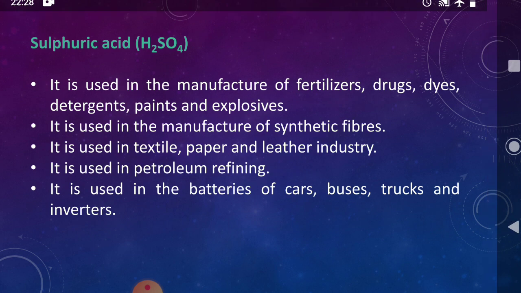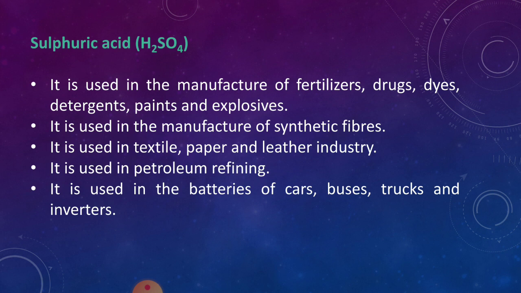Then the next type of acid is sulfuric acid, that is H2SO4. Sulfuric acid is used in the production of fertilizers. So how is sulfuric acid used in the production of fertilizers? A large amount of H2SO4, sulfuric acid, is used in the production of phosphoric acid. Phosphoric acid is also an acid, and phosphoric acid is then used in the production of phosphate fertilizers, meaning the fertilizers in which phosphate ions are present.